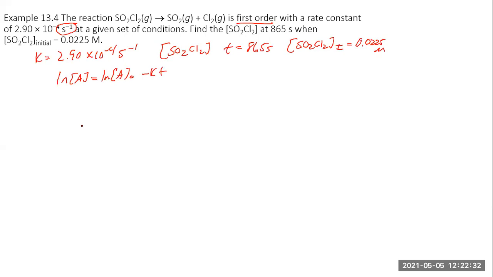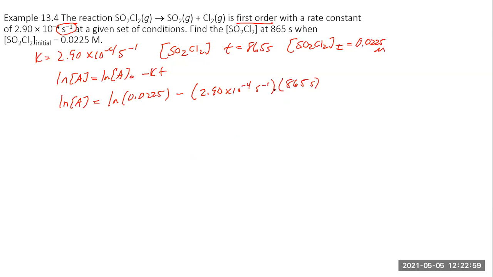We'll plug in what we got, and in this case, we are looking for A. We have our initial, which was 0.0225, minus our k, which is 2.9 times 10 to the minus 4 reciprocal seconds. And we do have the time given to us, 865.